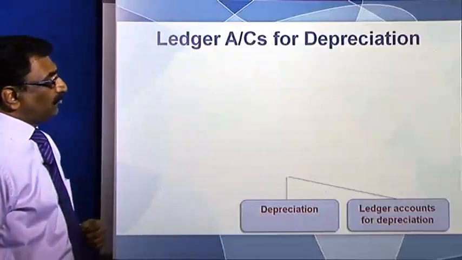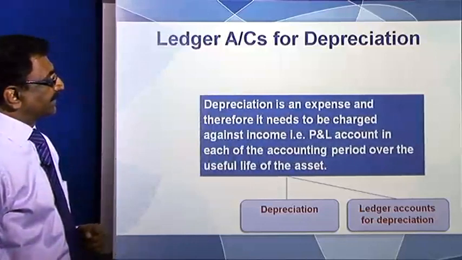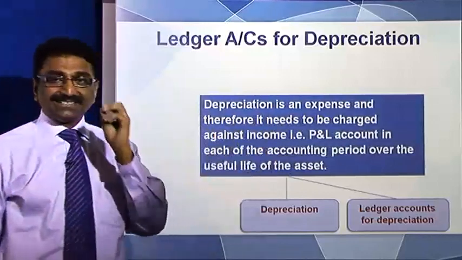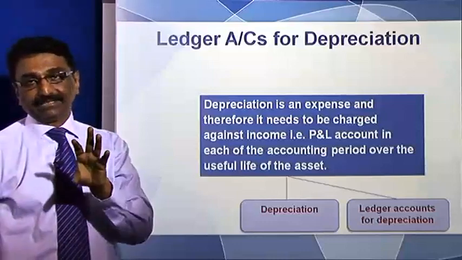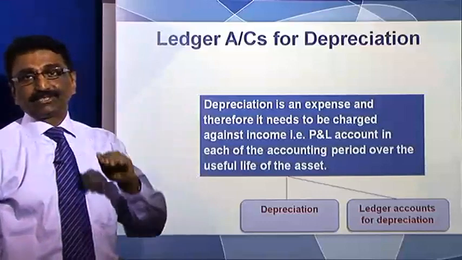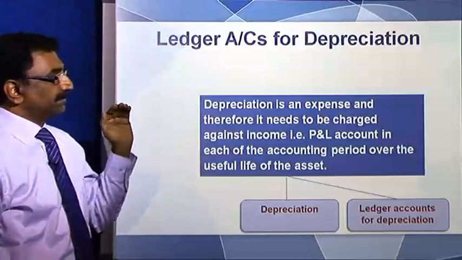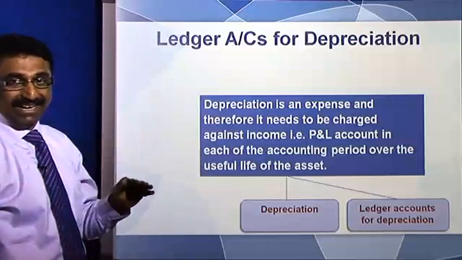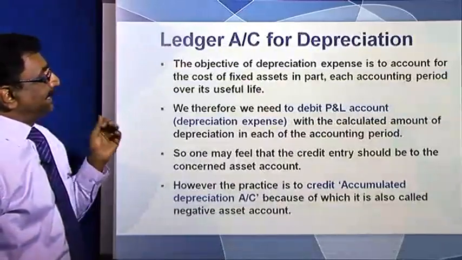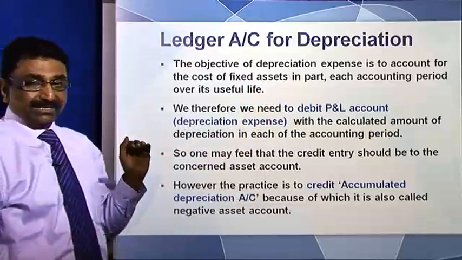So, what are the accounting entries that we pass once depreciation has been calculated? The obvious thing, we have already said that depreciation is a charge to income in that particular year. We are spreading the cost of a capital expenditure over a certain number of years, and depreciation is a charge to the income, which has to be debited to the P&L account or the profit and loss account. So, basically we debit P&L account, which is depreciation expense.